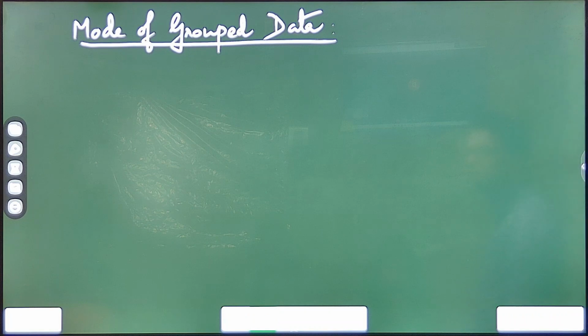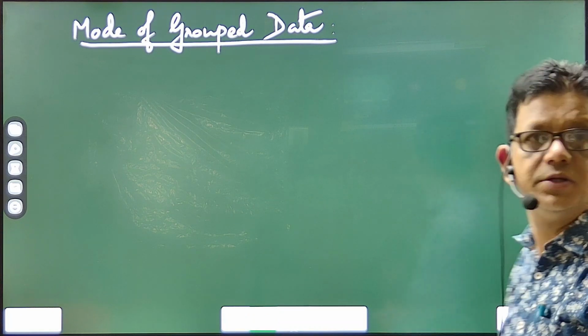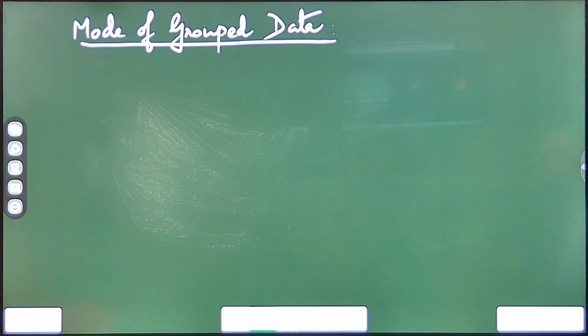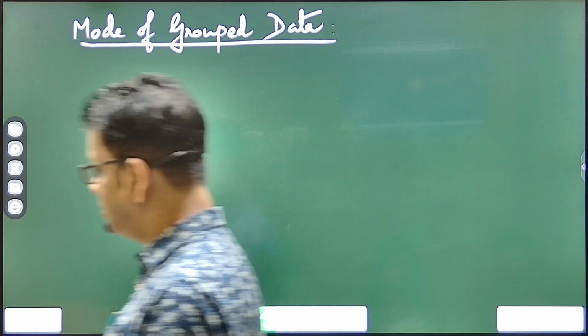So we completed arithmetic mean. Today we are going to start mode of group data. Mode, then median, then dispersion.